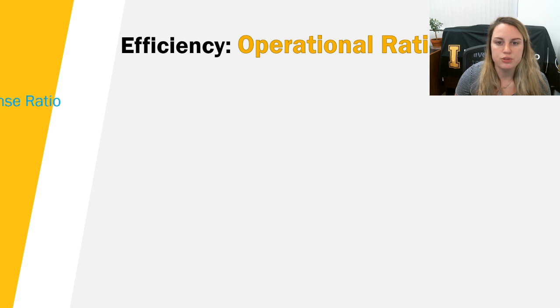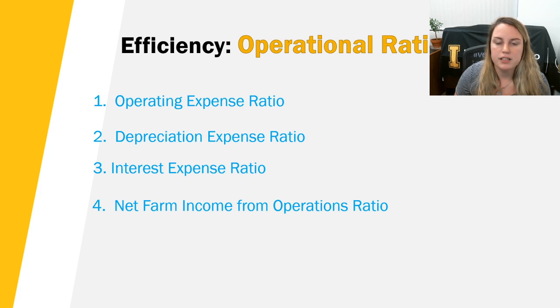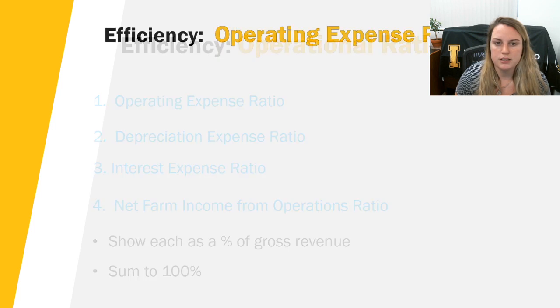So, operational ratios. We have the operating expense ratio, the depreciation expense ratio, the interest expense ratio, and the net farm income from operations ratio. We will show each as a percent of gross revenue, and they will sum up to 100%.